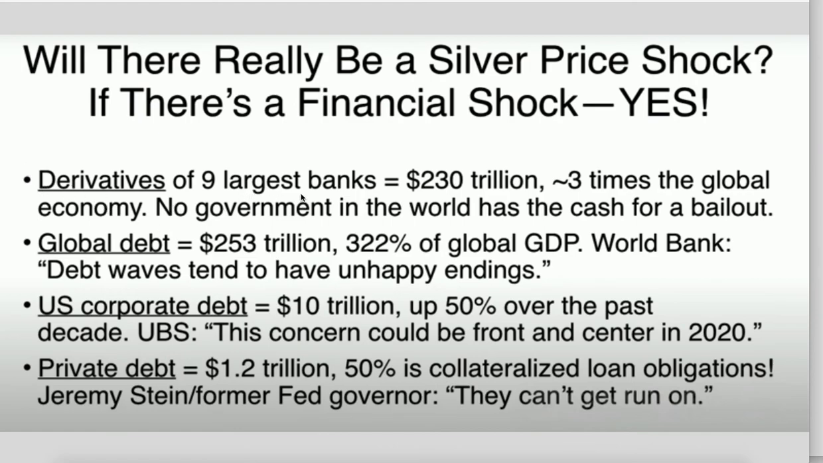Derivatives. I don't pretend to understand derivatives, but I know the 9 largest banks have 230 trillion, which is 3 times the global economy, okay, of the world. So if that goes south, who is going to come to the rescue of the 9 largest banks? Global debt, 253 trillion, another record. That's 322% of global GDP. And even the World Bank is smart enough to understand that debt waves tend to have unhappy endings. And they usually end up in wars.